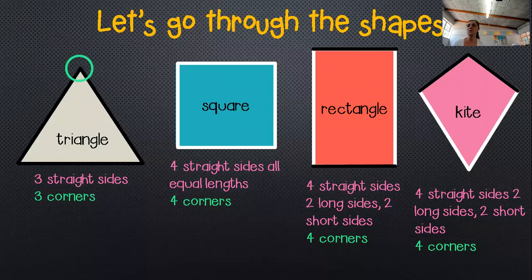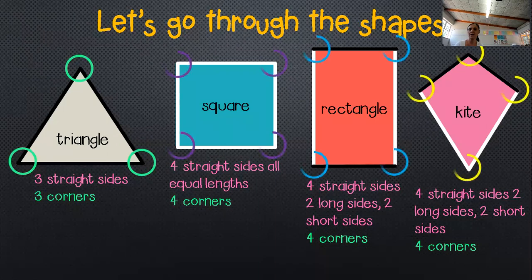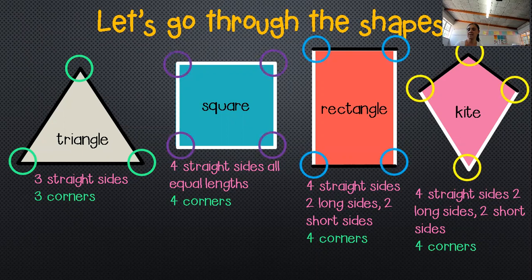Right, so let's go through the shapes, grade 2s. The first shape here is a triangle, and you can see it has 3 straight sides and 3 corners. Then a square, a rectangle, and a kite all have 4 sides and 4 corners.